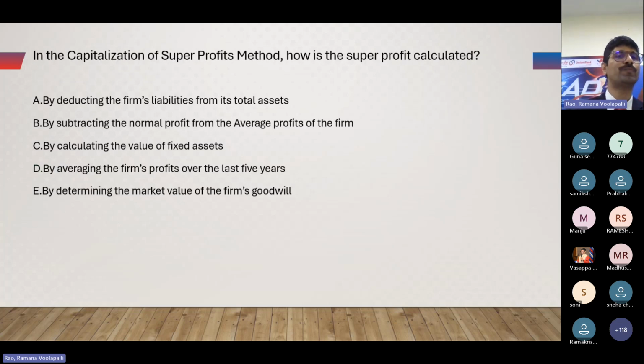In the capitalization of super profit method, how is the super profit calculated? We have several times tried to understand what the super profit is and how it is calculated. It is a difference between two particular profits. How is that super profit calculated? Yes, great. By subtracting the normal profit from the average profit of the firm, we can get the super profit.